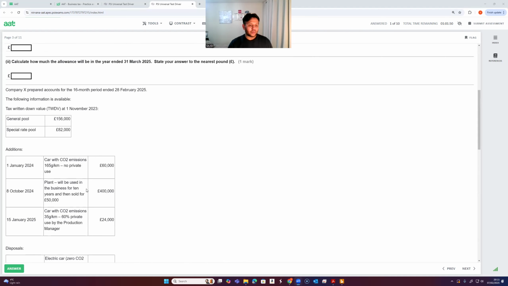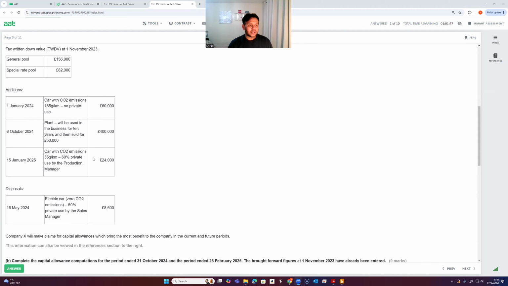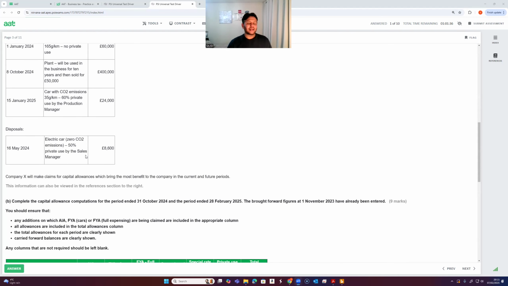Now you can see here, we don't have the car here, so we don't see any addition for the electric car, but we sold it. That means it will be removed from the general pool. Be very careful with that. If we have an electric car, what does that mean? That means this car, when I purchased it, for example, last year or 2 years before, I already claimed the FYA. So if I already claimed the 100% FYA, that is first year allowance, that means this year, obviously, I'm just selling. So anything I'm selling, I'm getting the money.